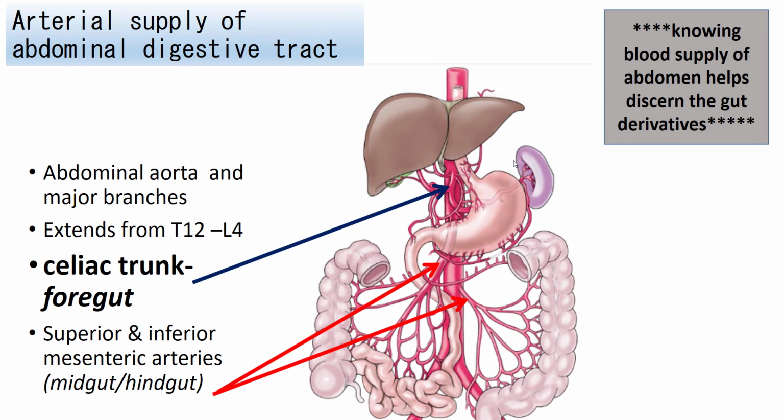Knowing the arterial supply of the abdomen helps discern the gut derivatives. The main artery from where all of the blood supply comes is going to be your aorta. And the aorta, as you probably know, extends from T12 down to L4. L4 is the bifurcation of the aorta into the two common iliac arteries. The first artery of the foregut is going to be the celiac trunk. And then you have the superior mesenteric artery and inferior mesenteric artery that are respectively the arteries of the midgut and hindgut.